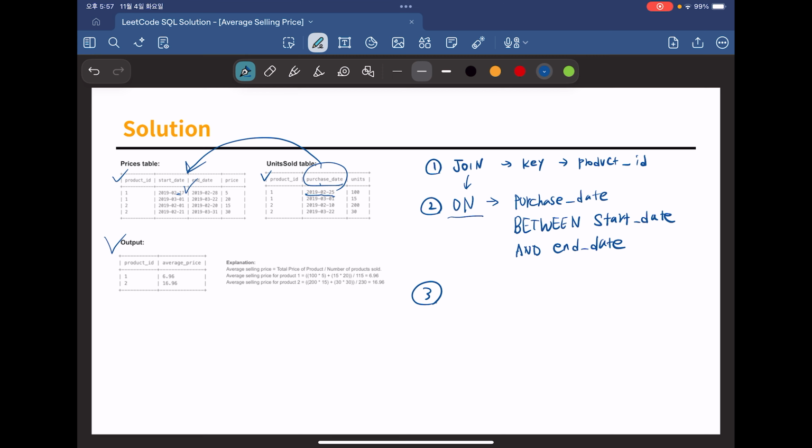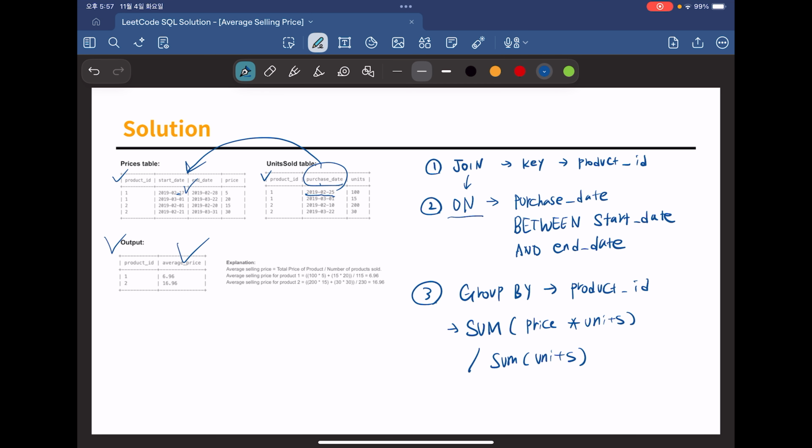The third part is how we calculate the average prices. The way to do it is simple. We just use an aggregate function. First, we're going to use GROUP BY, and the group by will be product ID. We're going to use the SUM aggregate function on price multiplied by units, and divide it by the sum of units sold like this. This third step is the step that we're going to approach.